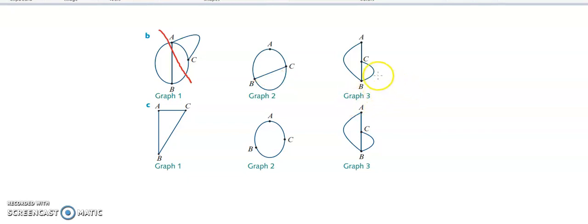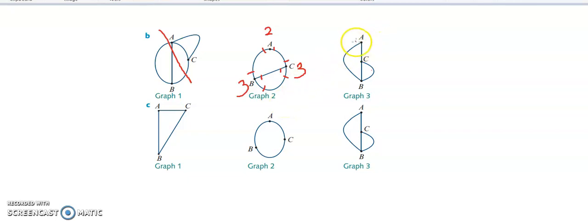And I can see I've got 1, 2, 3, 4 edges. And here I've got 1, 2, 3, 4 edges and the same amount of vertices. I'll double check my degrees. A has got 2 degrees, 2 edges attached to the vertex. C has got 1, 2, 3 edges attached, and B has got 1, 2, 3 edges attached.